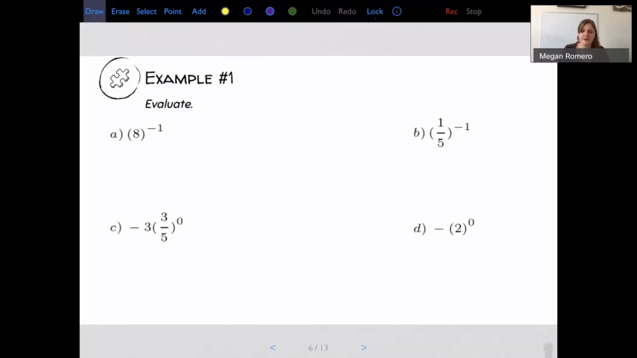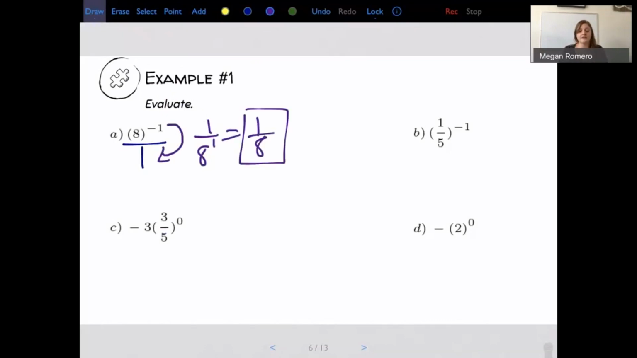Example 1, evaluate. And now we have examples with negative exponents. So 8 to the negative first power, if you want to think about it as a fraction, put it over 1. To make the exponent positive, it changes positions in the fraction. So in this case, since 8 to the minus 1 is in the numerator, we're going to bring it to the denominator. And now the exponent becomes positive. 8 to the first power is just 8, so our final answer here is 1 over 8.